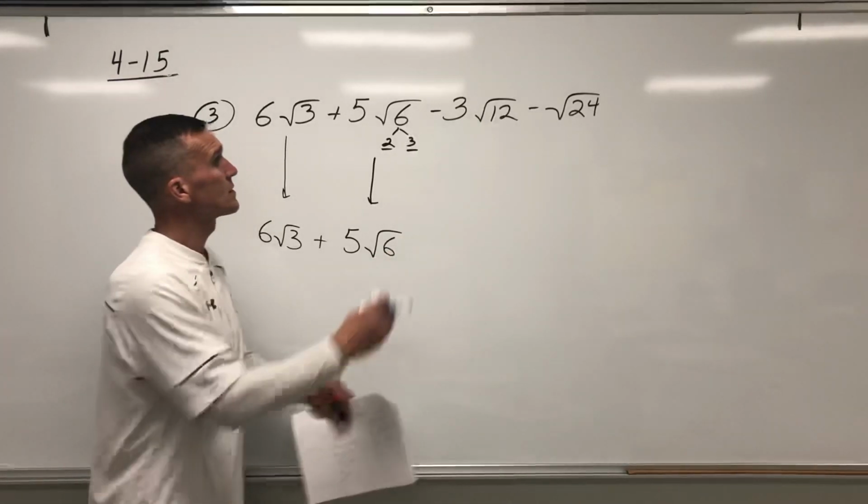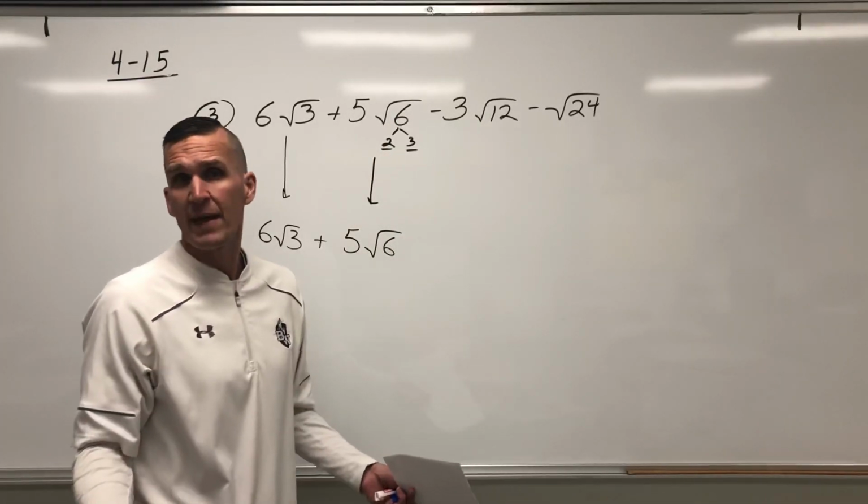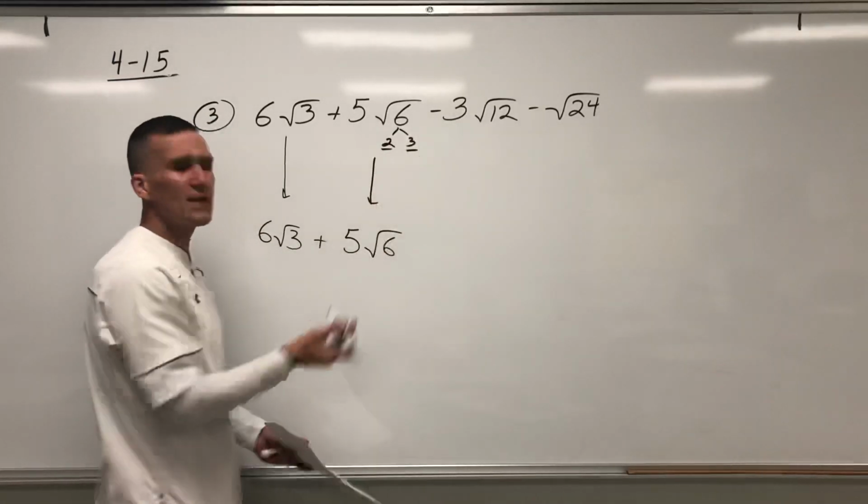Just because underneath the square root, which is called the radicand, by the way, the radicand is composite, doesn't mean that it's going to reduce.